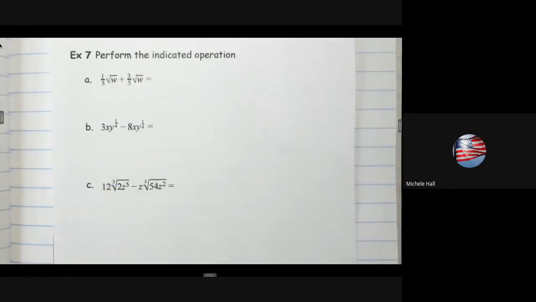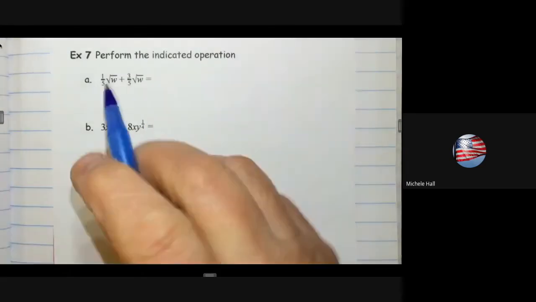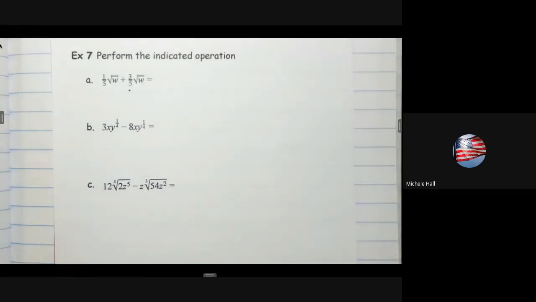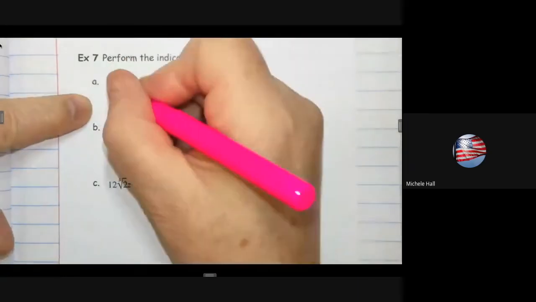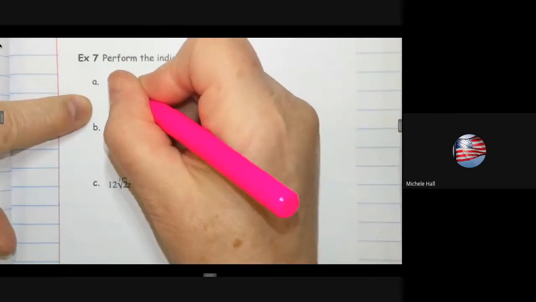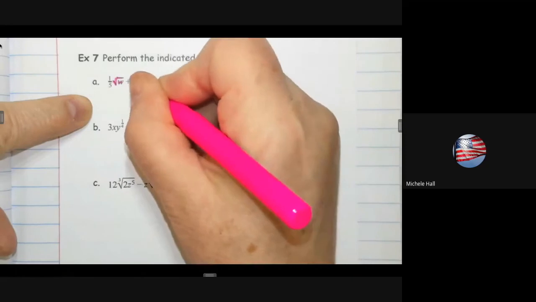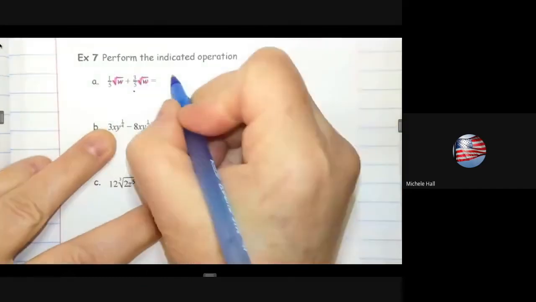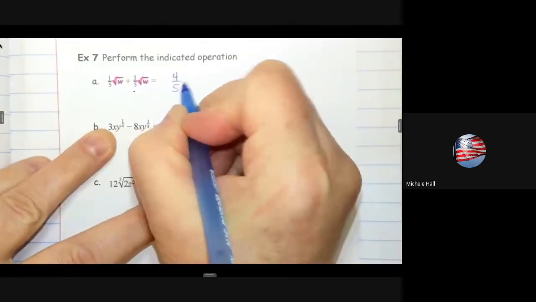Perform the indicated operation. We have 1/5 square root of w plus 3/5 the square root of w. For adding and subtracting, we need to have exactly the same radicand. And we do. We have the square root of w and the square root of w. We're just going to add those coefficients. 1/5 plus 3/5 is 4/5 square root of w.